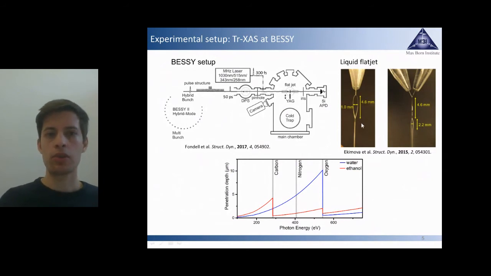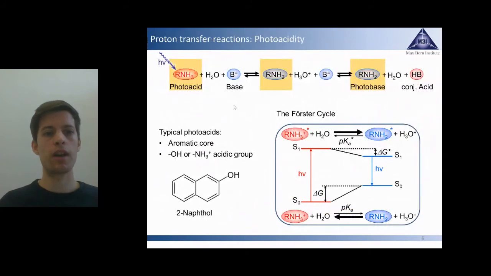With this, I want to switch to the case that we studied. Coming back to the scheme of this photoreaction, we first decided to look at the trigger itself, the photoacid. How does a photoacid function? Typically, these molecules consist of an aromatic core with a heteroatom attached to it. It can be an oxygen or nitrogen containing acidic group. The functionality of this photoacid is described with this Förster cycle type of diagram. You have an acid-base equilibrium in the ground state, which lies heavily on the acid side, so it's not deprotonating. Upon UV excitation, this shifts strongly to the base side.